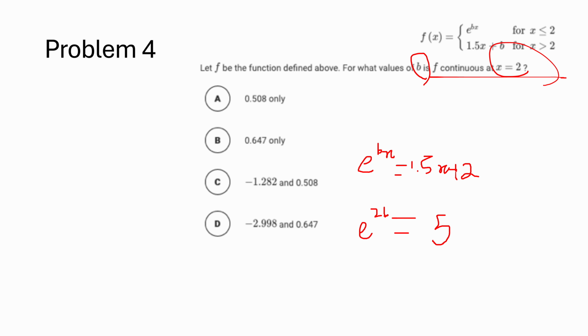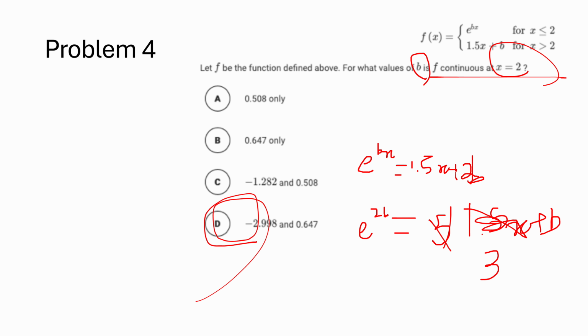So basically, we are asked to find values such that 1.5x plus b. So it's not 5, but it should be 1.5x plus b. Sorry about that. And 1.5x equals 3 since x equals 2. So basically, we are asked to find values of b such that e to the 2b equals b plus 3. And using a calculator solve function, we get the answer of D.